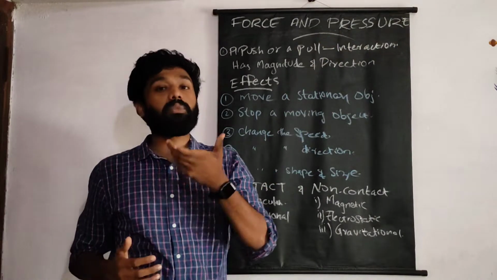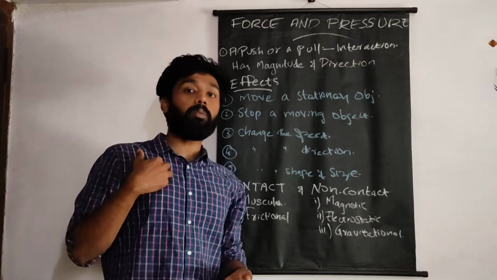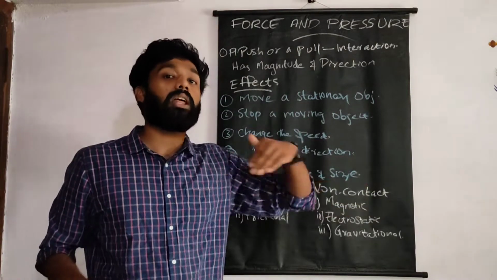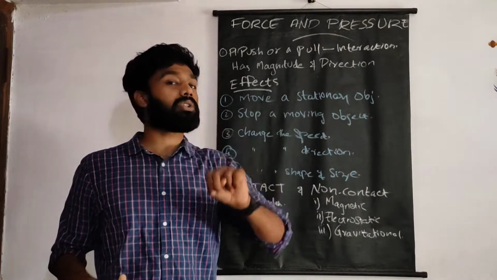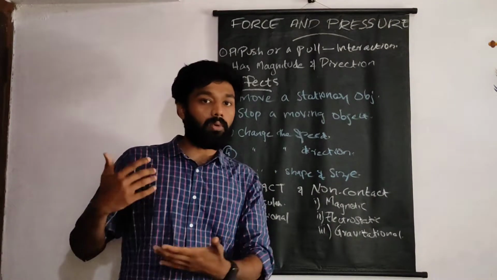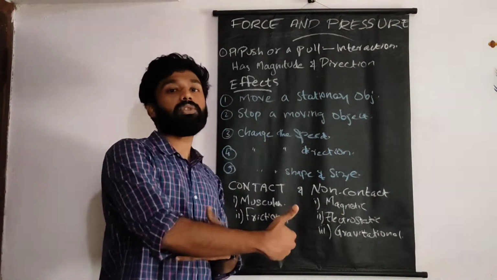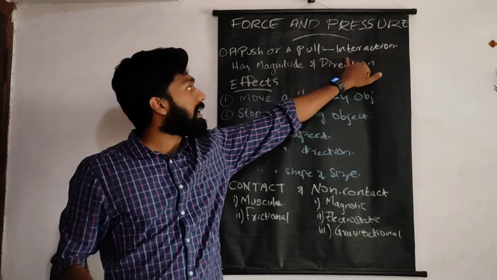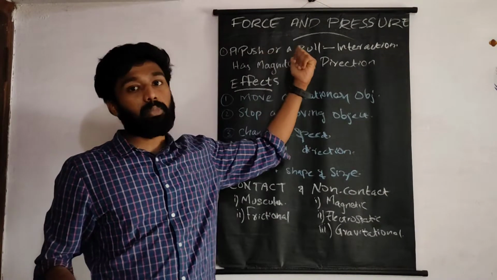If I am exerting a force, I am exerting it on another object or another body. So two bodies should be there. If we are exerting a force on something, that something should be there and we are also there. So it is an interaction phenomenon, defined as a push or a pull.